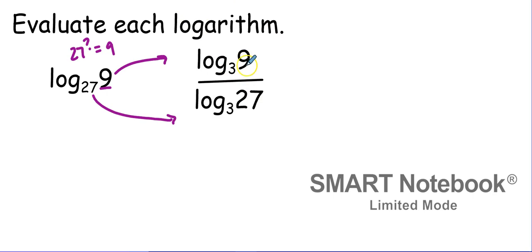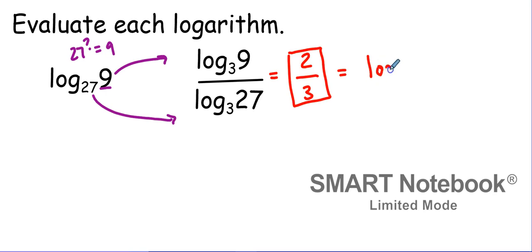So log base 3 of 9, I know that that's 2, because 3 squared equals 9. Log base 3 of 27, well, 3 to the third equals 27, and I've now found my answer by chopping that up into 2 separate logs, and that's the answer to this log right here. So that is equal to log base 27 of 9.